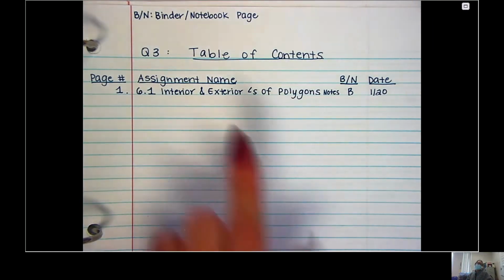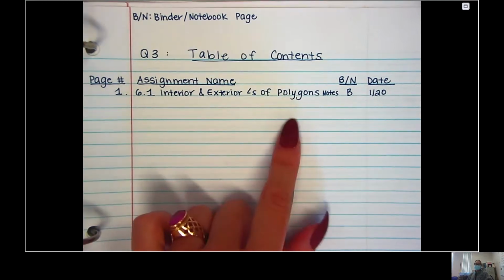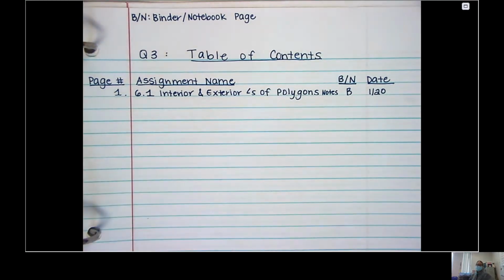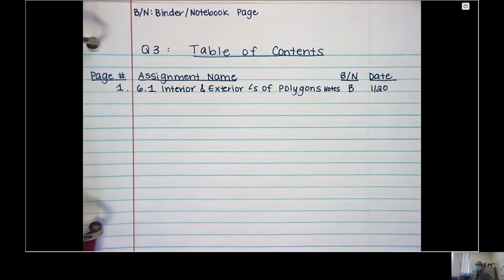Second column is going to be the name of the assignment. If you want to shorten this because it's a little long, that's fine. But your second column is the actual name of the assignment. So 6.1, interior and exterior angles of polygons notes. I literally copied right at the top where it says topic on your paper. I just copied it, okay? So everything should always match.